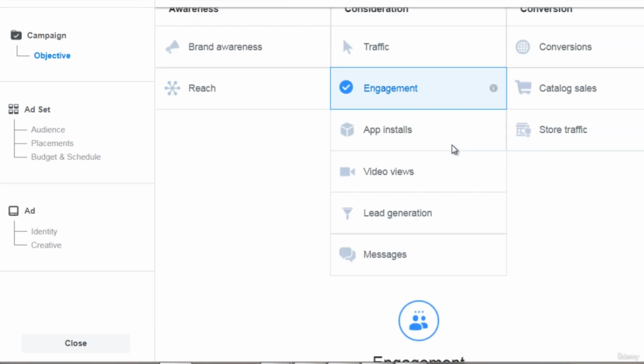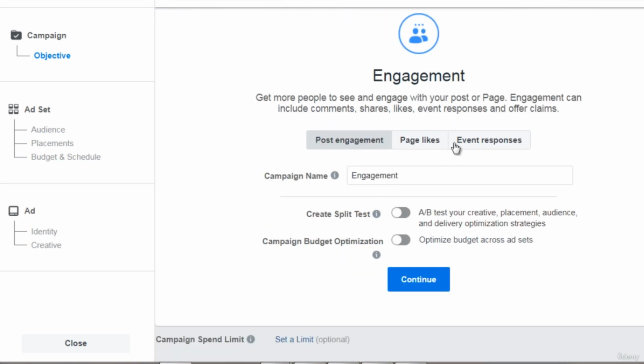And then of course, engagement can be in the form of a post engagement. So if you want stuff like comments, shares, likes to a specific post, you would choose that and click on continue. Or if you want to grow your Facebook fan page and get more page likes, you would click this one right here.